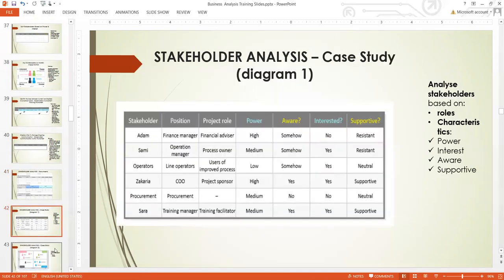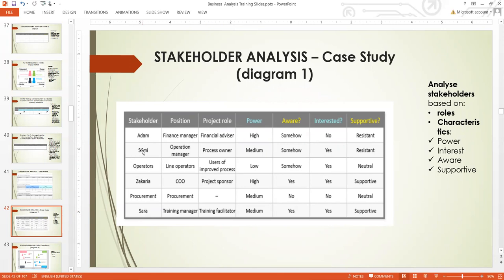So using this particular case study, we are going to look at how we can do this in real time in a live project where you can see stakeholders here. You can see, for instance, stakeholders here: Adam, Sunny, Operator, Zakaria, Procurement, and Sarah.